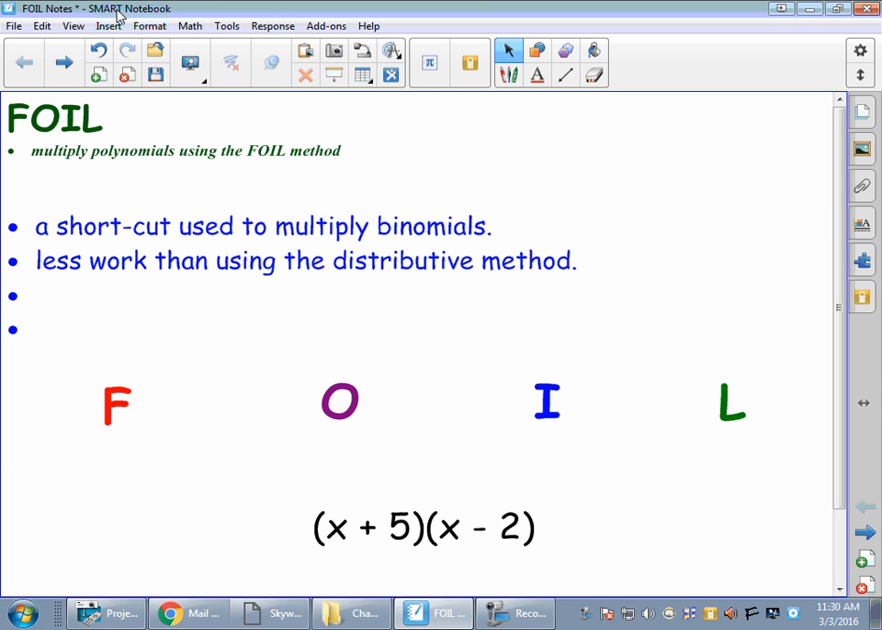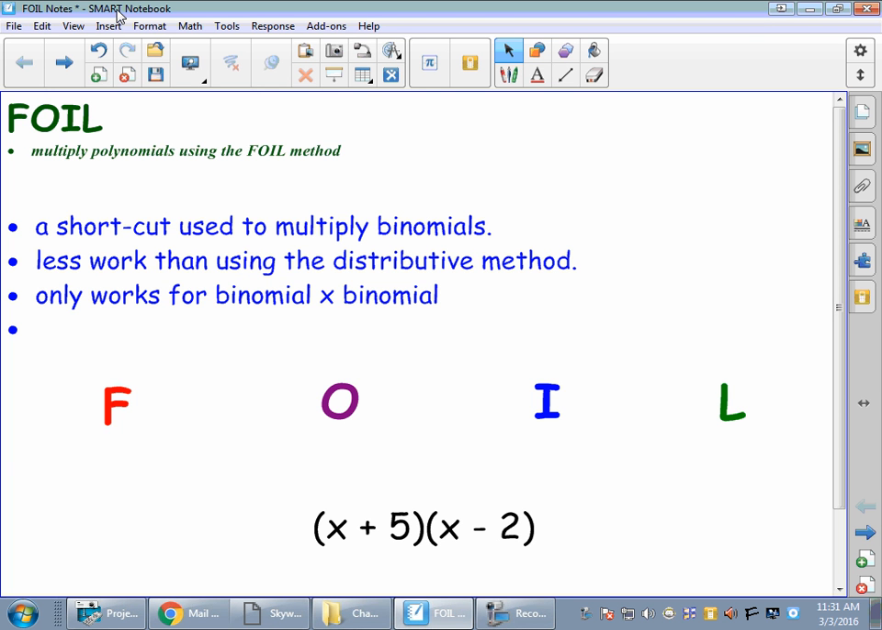I will show you on one of our examples a side-by-side comparison as to the work involved in FOIL and then the work involved in distributive. But remember, it only works when you have a two-term multiplied by another two-term. You cannot FOIL any other product.